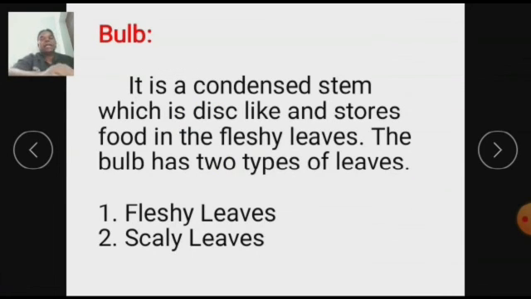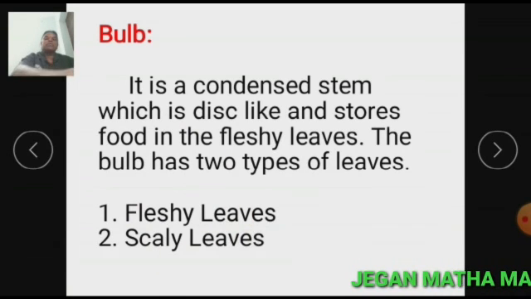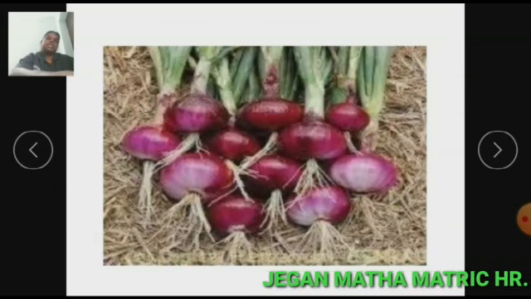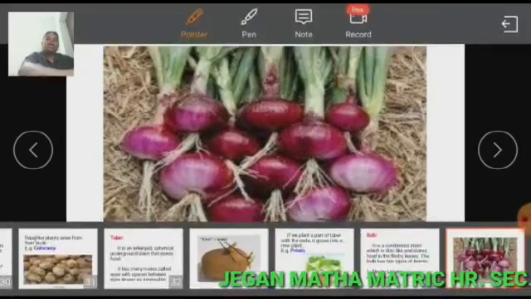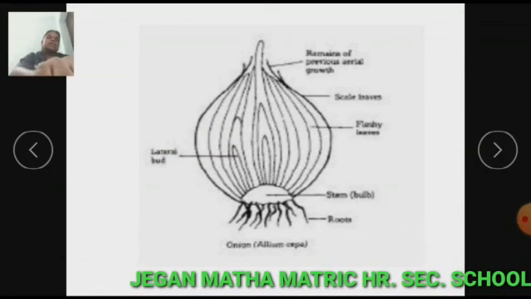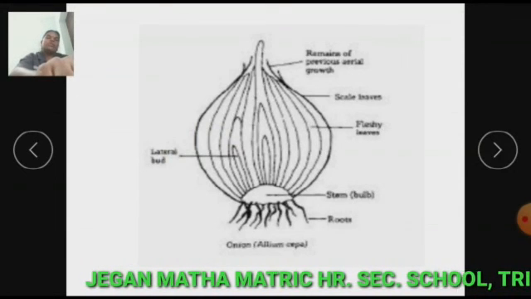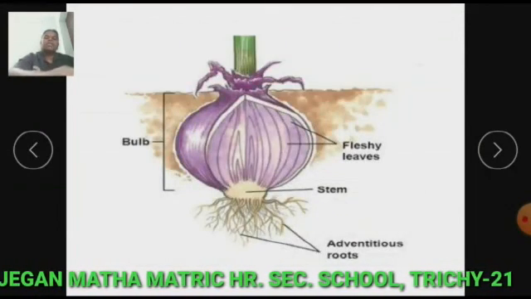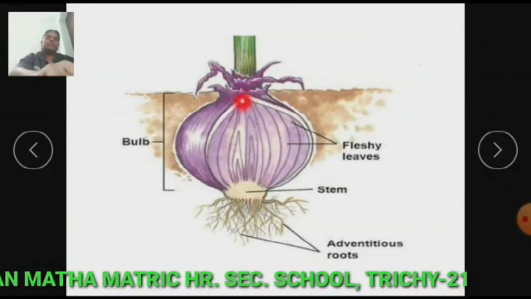Bulb. It is a condensed stem which is disc-like and stores food in the fleshy leaves. The bulb has two types of leaves, fleshy leaves and scaly leaves. The example of bulb is onion and garlic. Here, scaly leaves are shown in this figure. In this figure, fleshy leaves are shown.